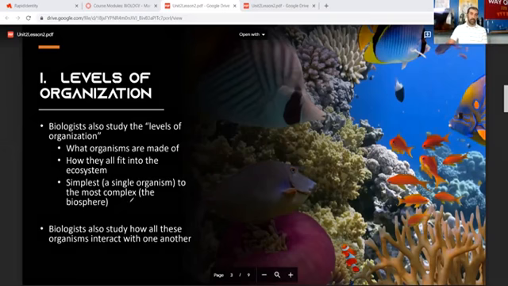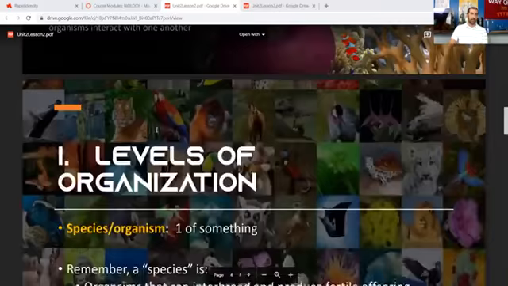Like we did yesterday, cells come together to form tissues, tissues form organs, organs form organ systems, and then all these organ systems come together to form an organism. They also study how all these organisms interact with each other, and we'll get to that later, maybe even Tuesday of next week, okay? So don't sweat that right now.